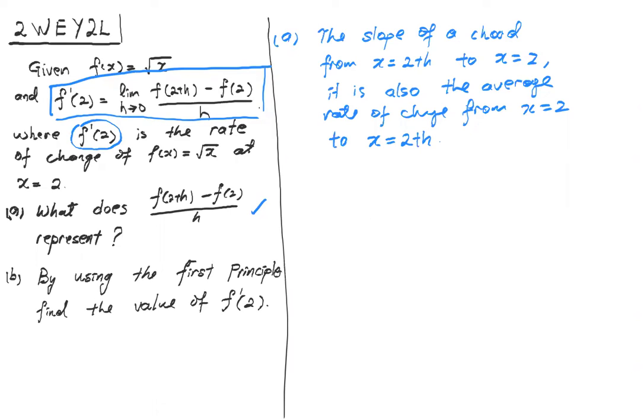I say, as the point x equal to 2 plus h moves along the curve closer to x equal to 2, the average rate of change will approach what? The gradient or the rate of change at x equal to 2, correct? So we write it as dy over dx, or you can write f prime 2.